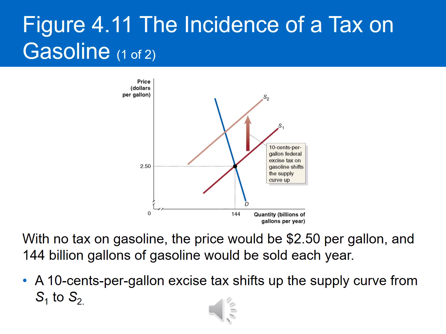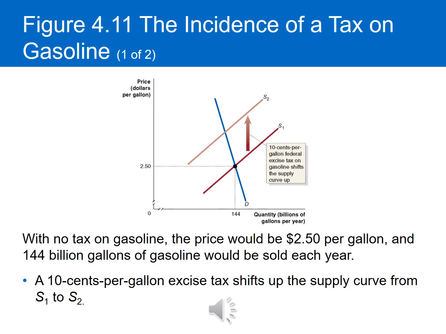So now let's look at another example, incidence of a tax on gasoline. In this example, the market in equilibrium, the price per gallon of gasoline is $2.50, and the equilibrium quantity being sold is 144 billion gallons per year. This is where the supply curve, S1, crosses the demand curve, D.